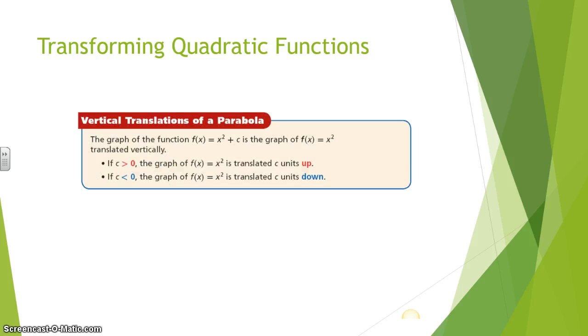When we're looking at vertical translations of a parabola, the graph of the function f of x equals x squared plus c is the graph of f of x equals x squared, translated vertically. If c is greater than 0, then the graph of f of x equals x squared is translated c units up. When c is less than 0, your parabola is going to translate down, moving up or down along the y-axis like we saw in the previous example.